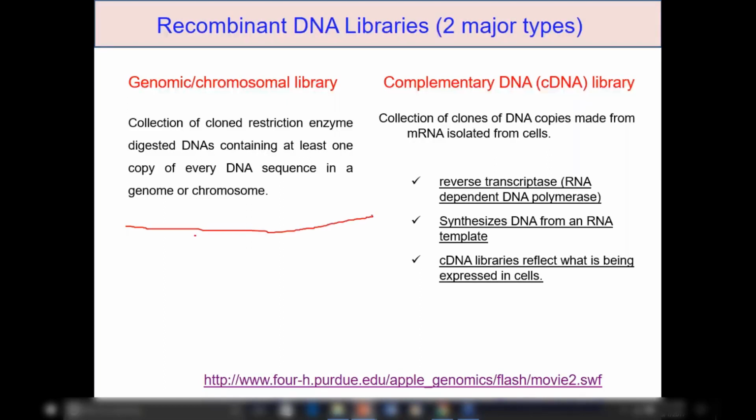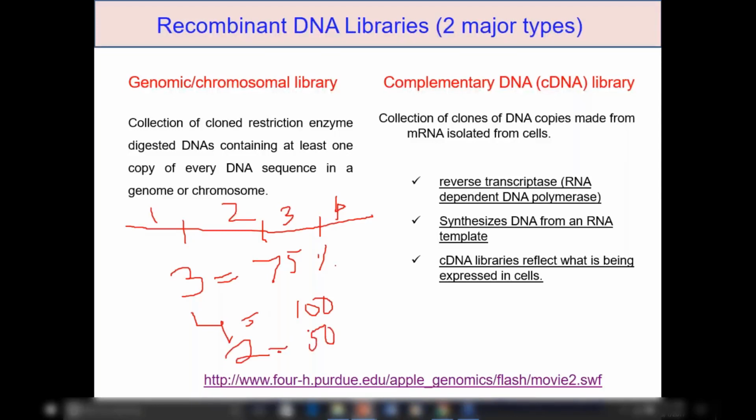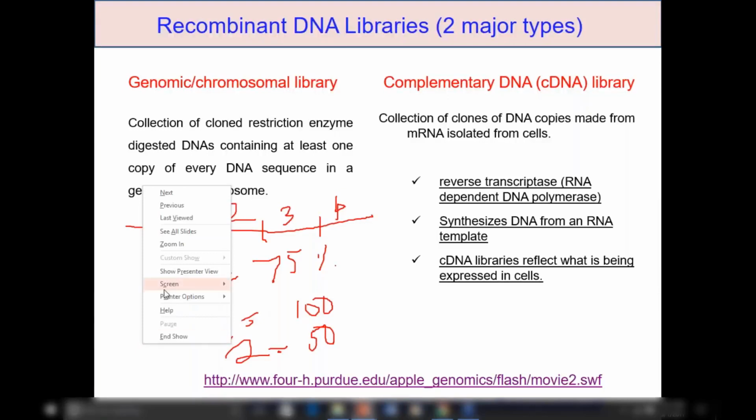Let us take a small one, which produces 1, 2, 3, 4 fragments. If I get only 3 fragments, that is around a 75% recombinant library, right? Isn't it? If I get 4, 100%. If I get 2 plasmids, 50%. We can calculate now.